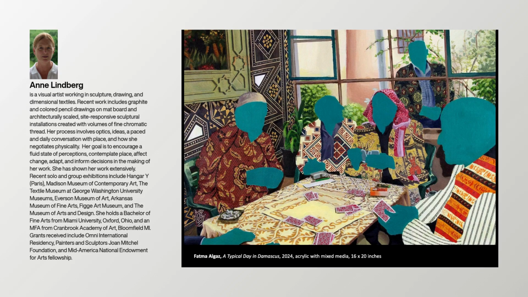Now I will briefly speak about two works I selected from the ColorShifts exhibition. In a work called A Typical Day in Damascus, Fatma Algaz presents us with a gathering of people playing cards around a table. There is an onlooker outside the window. The cards are all face down on the table, and the identifying features of each person have been masked by deep teal shapes. These teal shapes are the only solid colors in the image.